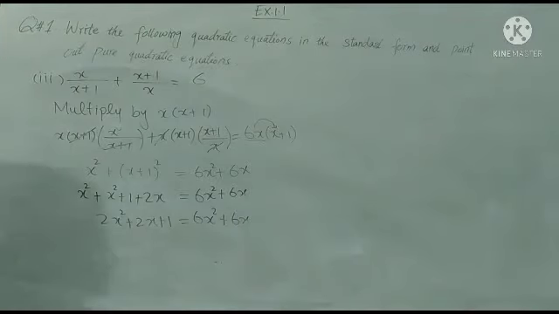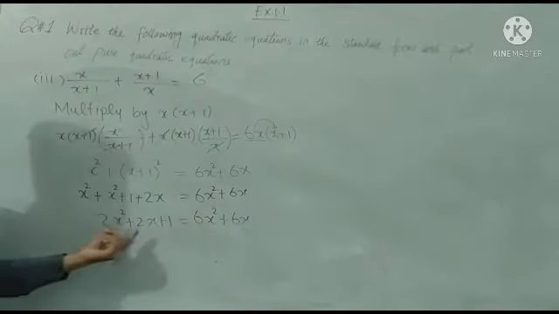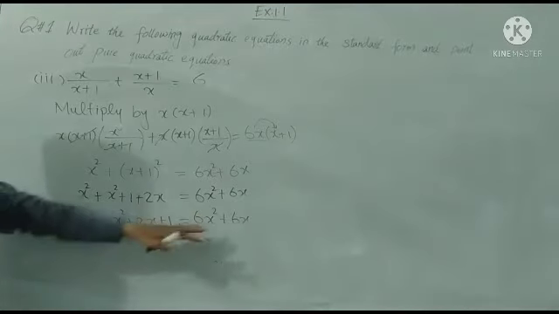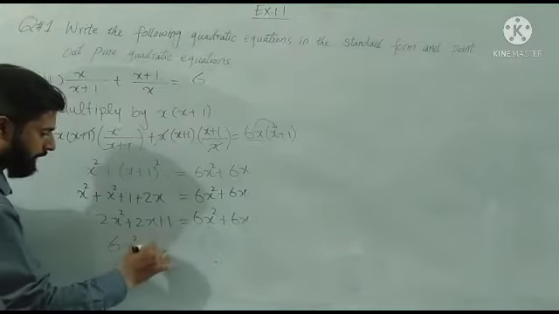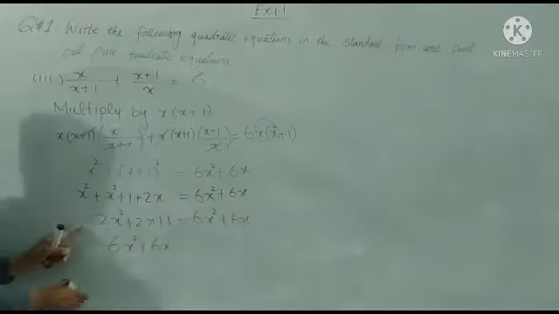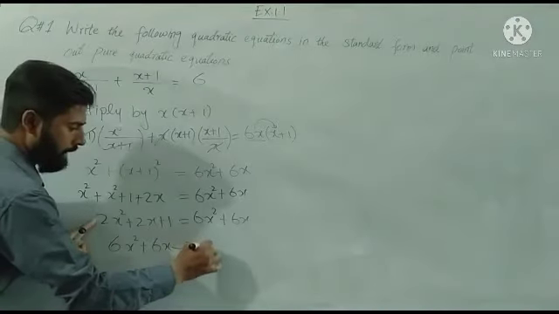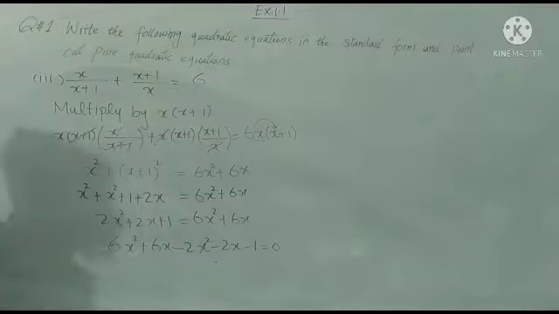Now the x square values are 2. One is 6x square and the other is 2x square. So we will move towards the greater value. The greater value is 6x square. We will write it first. 6x square plus 6x. When we take this value on the other side, we will change their signs. It will be minus 2x square minus 2x minus 1 is equal to 0.